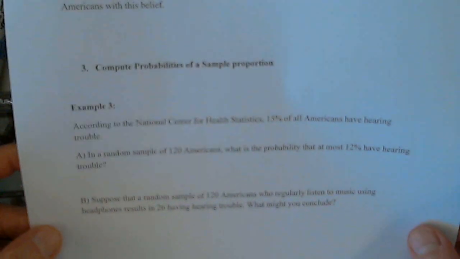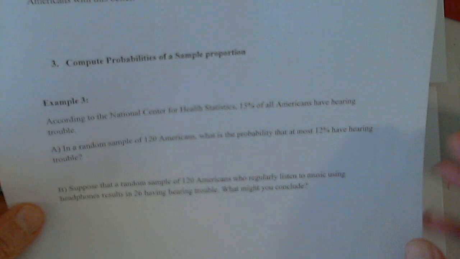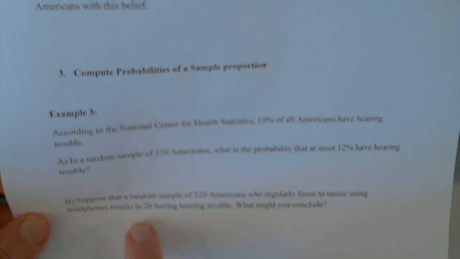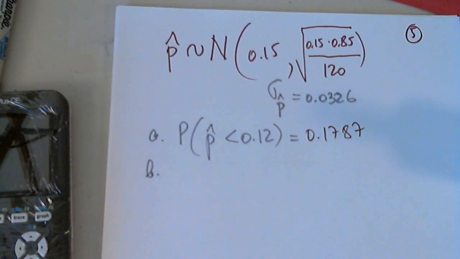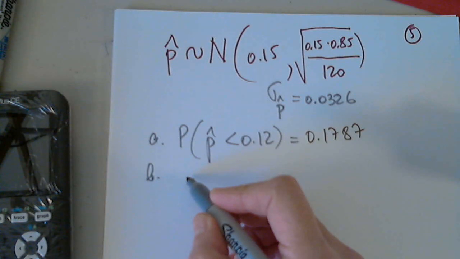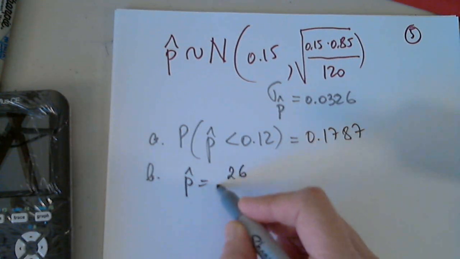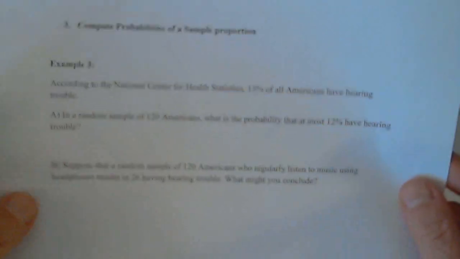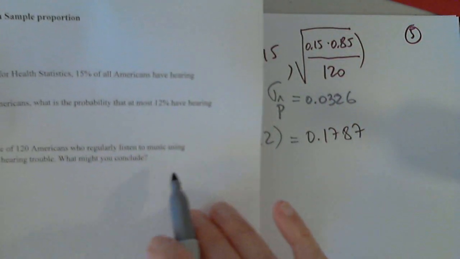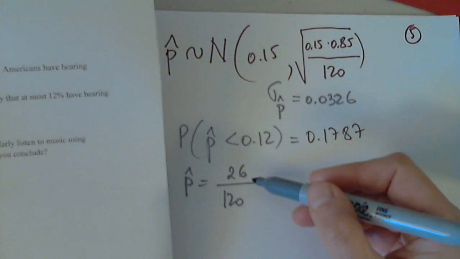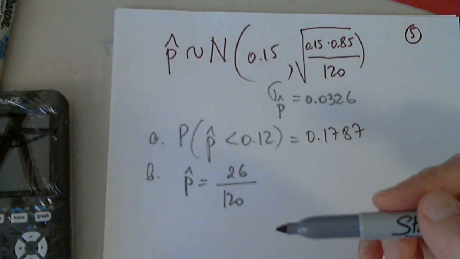Okay, part B. Suppose that a random sample of 120 Americans who regularly listen to music using headphones results in 26 having hearing trouble. Aha, so this was part A, and this is part B. In part B, we determine a p hat to be x over n, which is 26 divided by 120. The sample size is 120. What might you conclude?